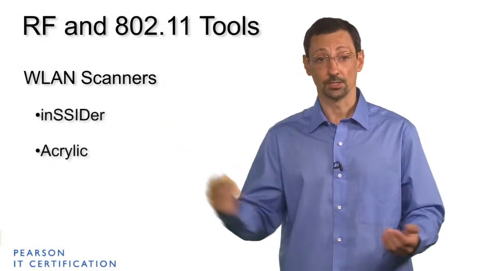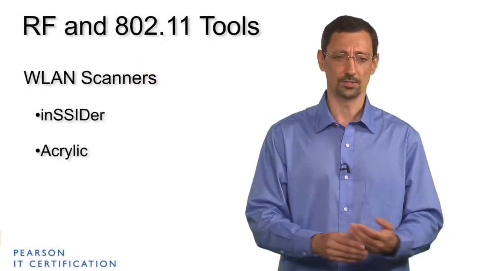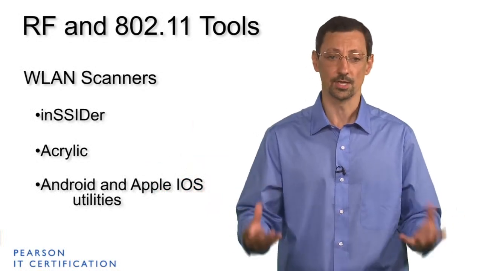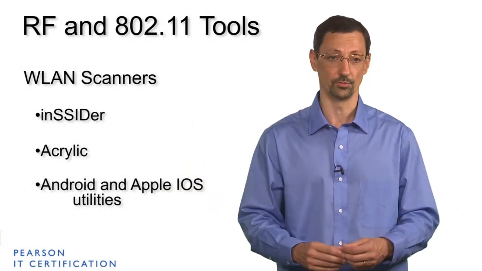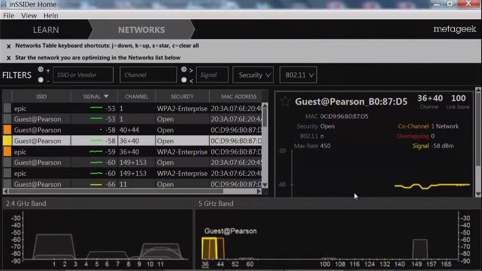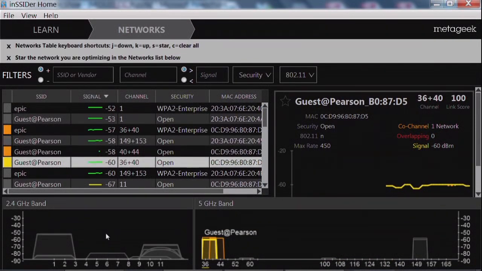Some examples include inSSIDer or Acrylic, and those work on Windows. And there are some others that can work on some other operating system. For example, Android and Apple iOS have plenty of utilities that will allow you to have the same type of view. So for example, let's see what you have in inSSIDer. In this inSSIDer view, I have a live view of my network. So if I'm just trying to detect the existing environment, this is more than enough, right?